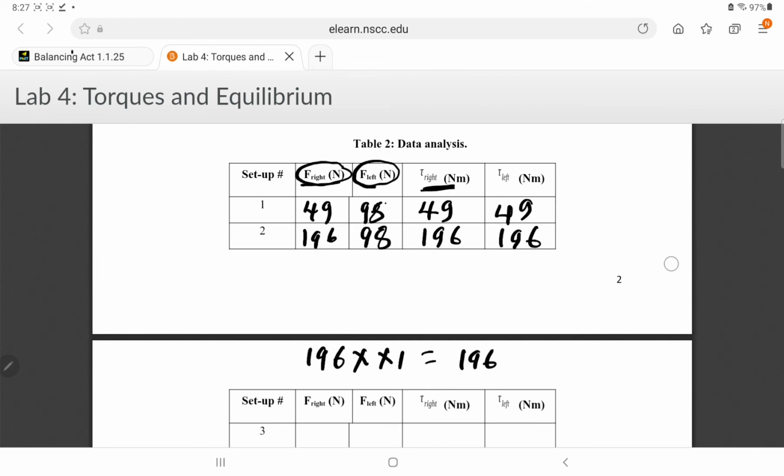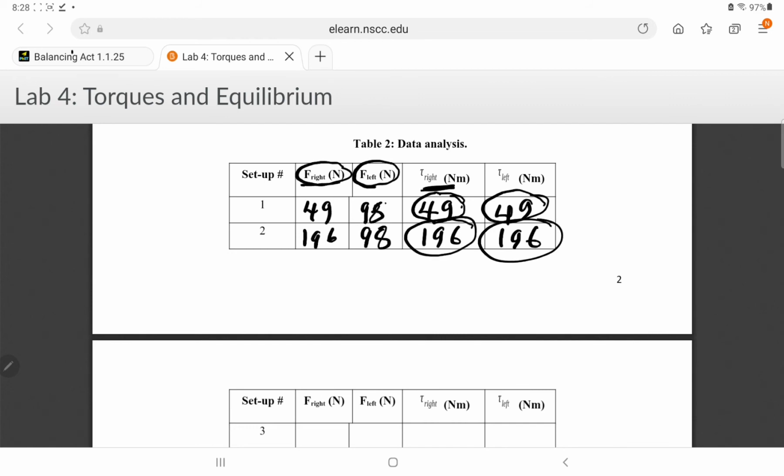So from here you conclude that right-handed torque is equal to left-handed torque. Right-handed torque is equal to left-handed torque. Our condition is verified, right? If two torques are equal, that is the equilibrium condition. So tau right is equal to tau left, right?